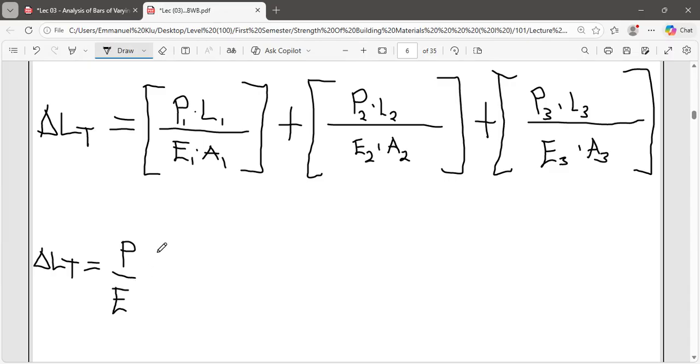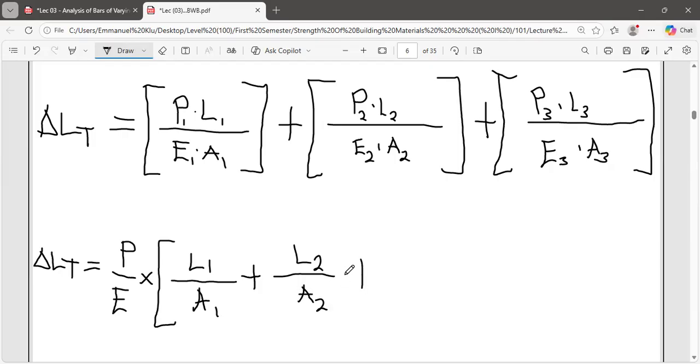Now I'm going to open a bracket which will be common to all of them. And now what am I going to say? The first one is going to be L over A. So I'm going to say L1 over A1, plus this one is now also going to be L2 over A2, plus here is going to be L3 over A3.